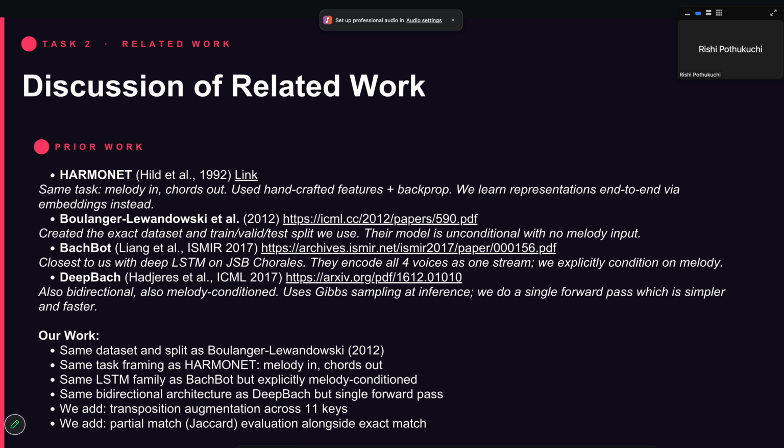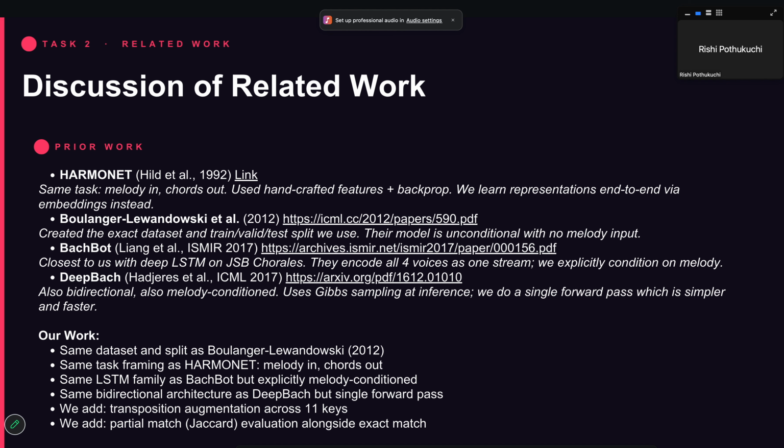However, they encode all 4 voices as one stream. However, we explicitly condition on the melody. The last paper also uses a bidirectional and melody-conditioned approach. They use Gibbs sampling at inference. However, we do a single forward pass, which is simpler but also faster.